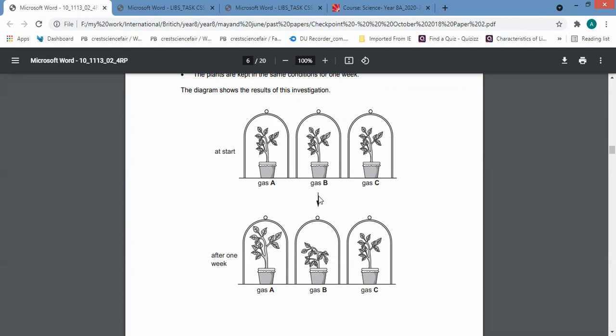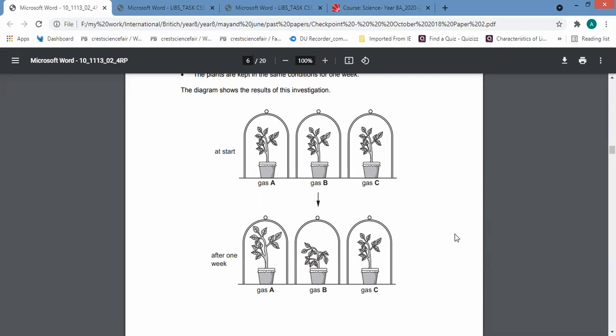Yes. So we can see the plant dying. Yes. Okay. And get smaller, right? Mm-hmm. Okay. The next one, C. What happens?